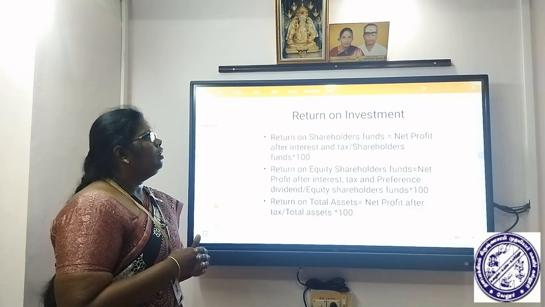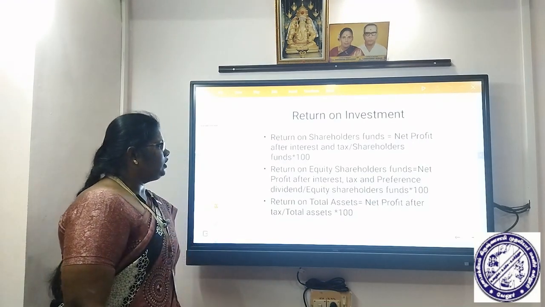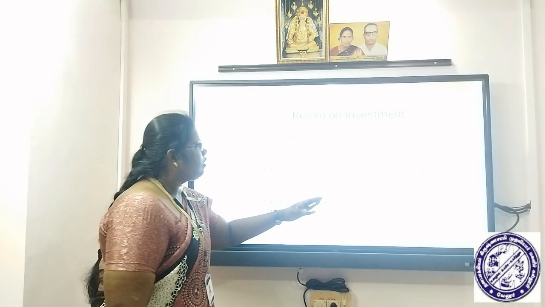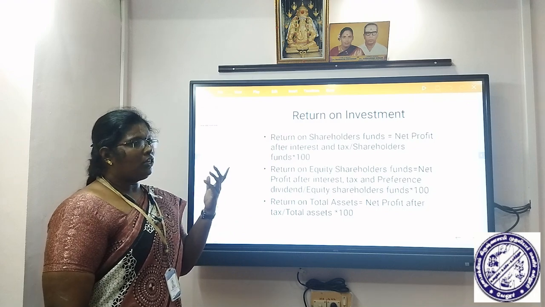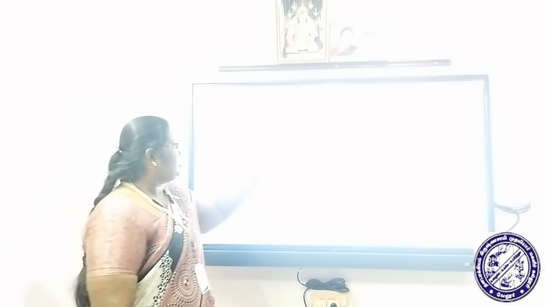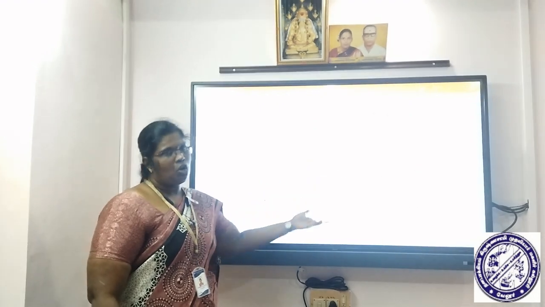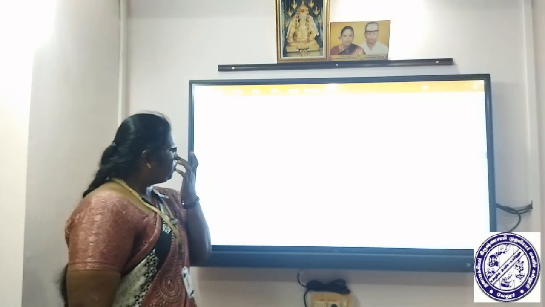Next we have to see that return on investment is divided into three: return on shareholders fund, return on equity shareholders fund, and return on total assets. This is the formula for return on shareholders funds: net profit after interest and tax. What is net profit after? You have to pay the interest to the shareholders and the tax to the government. That should be mentioned as after. Suppose it is before tax, before interest, then you should not deduct it from the profit. Divided by shareholders fund into 100.